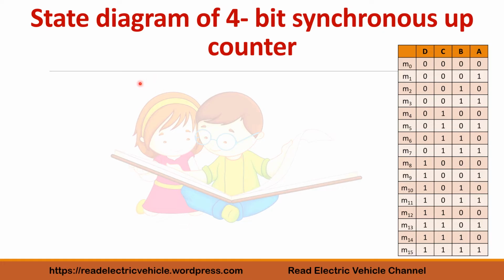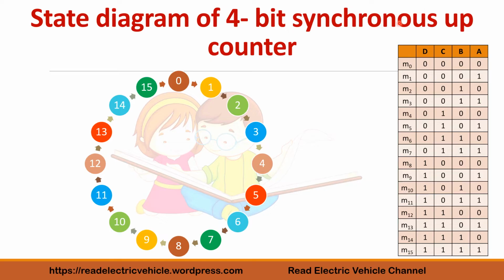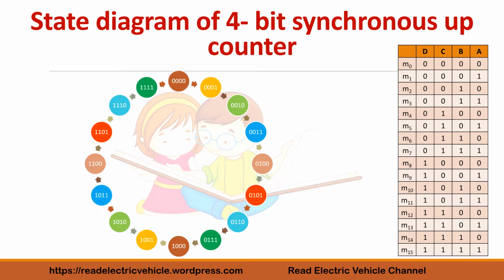Let us see the state diagram of the 4-bit synchronous up counter. So it is an up counter. So it comes in a sequence 0, 1, 2, 3. So it is a 4-bit counter. So 0 to 15 it will count. Then after 15 it again goes to 0. So the same thing we have written in binary form.